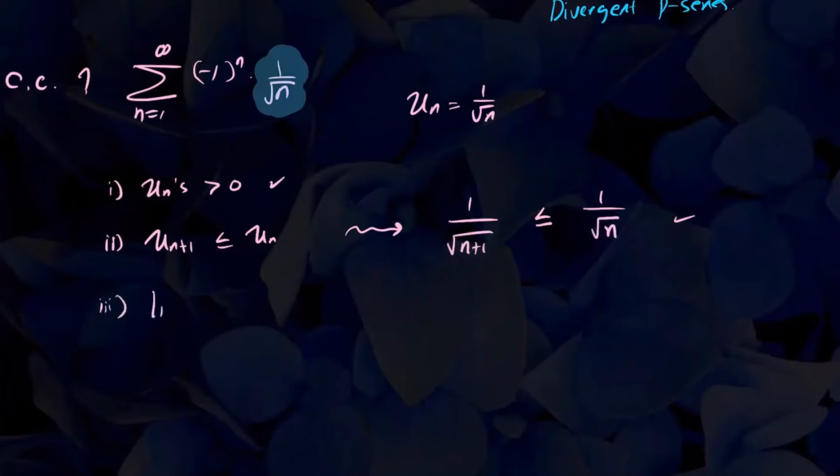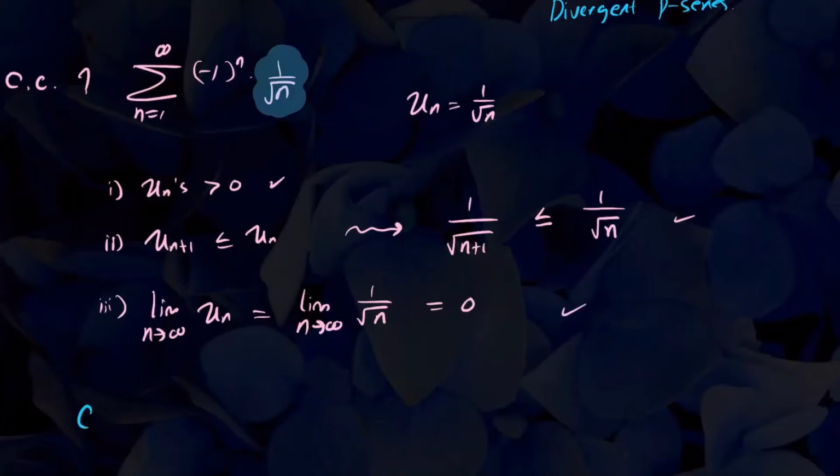If you take the limit as n approaches infinity of your u sub n, we have the limit as n approaches infinity of 1 over the square root of n. Clearly we can see that this limit is 0. So this is also checked. It's actually convergent on its own, so this is convergent by the alternating series test.